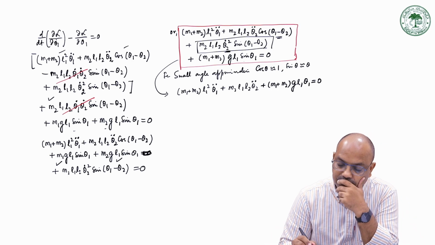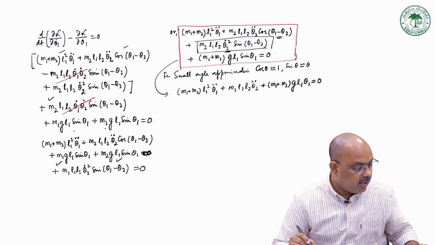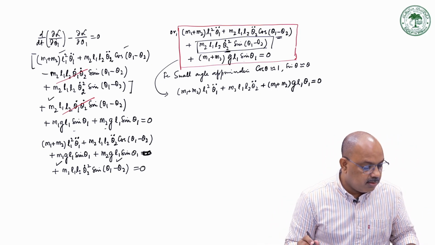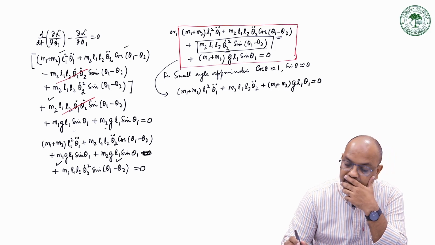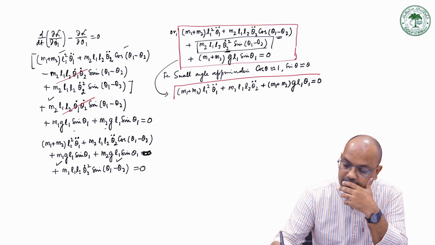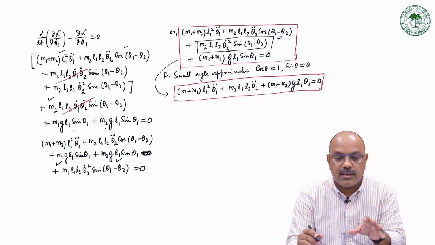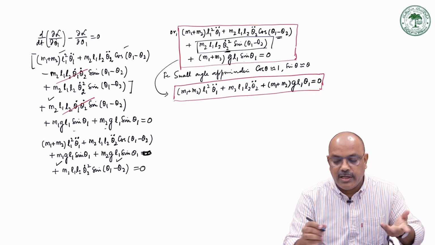So now you can see that this is the equation after the small angle approximation. It is not complicated, but you have to be very careful about theta 1, theta 2, L1 and L2.